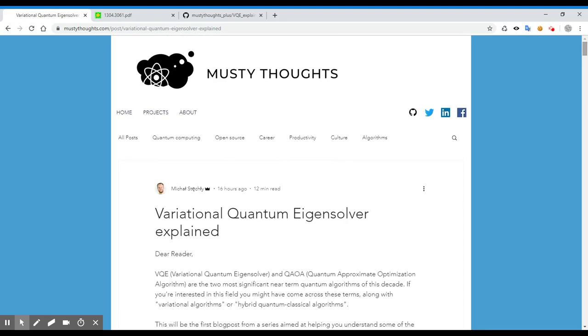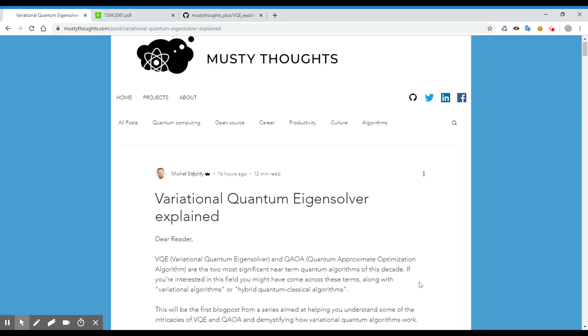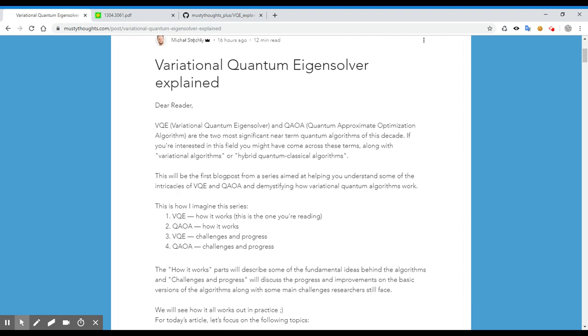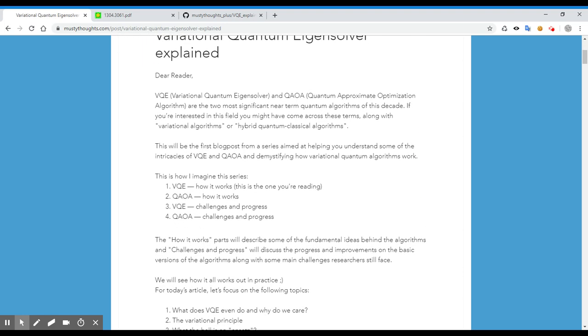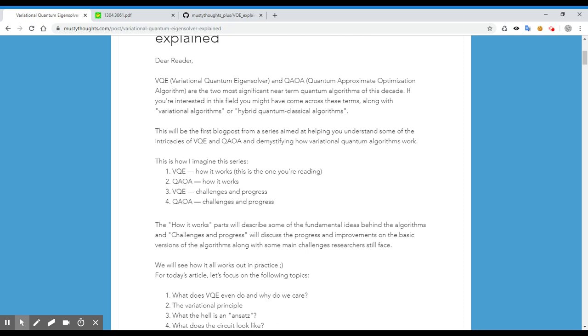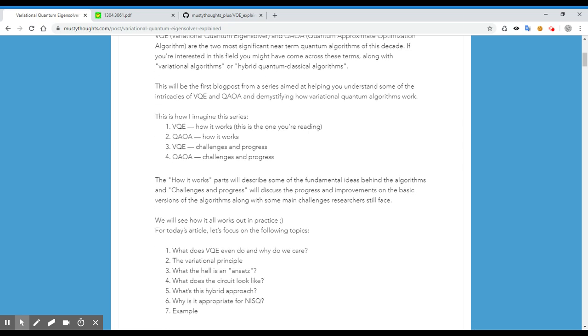Okay, so dear reader, VQE, variational quantum eigensolver, and QAOA, quantum approximate optimization algorithm, are the two most significant near-term quantum algorithms of this decade. Those are big words, though. If you're interested in this field, you might have come across these terms along with variational algorithms or hybrid quantum classical algorithms. Yes, that pretty much summarizes my encounter with those names.